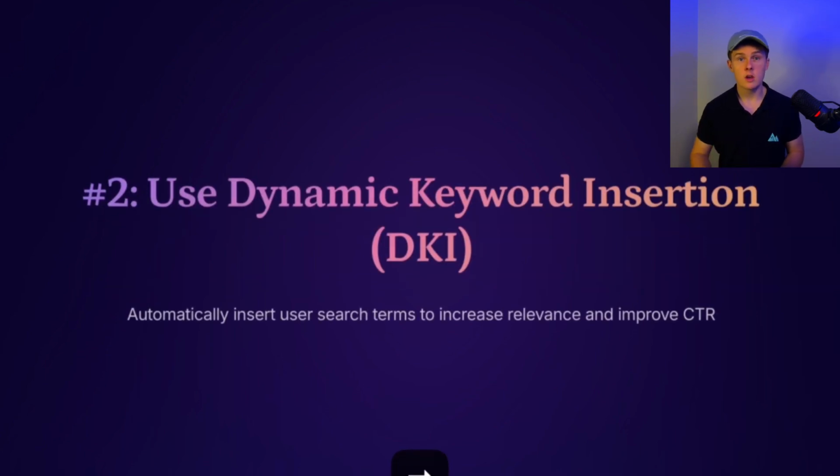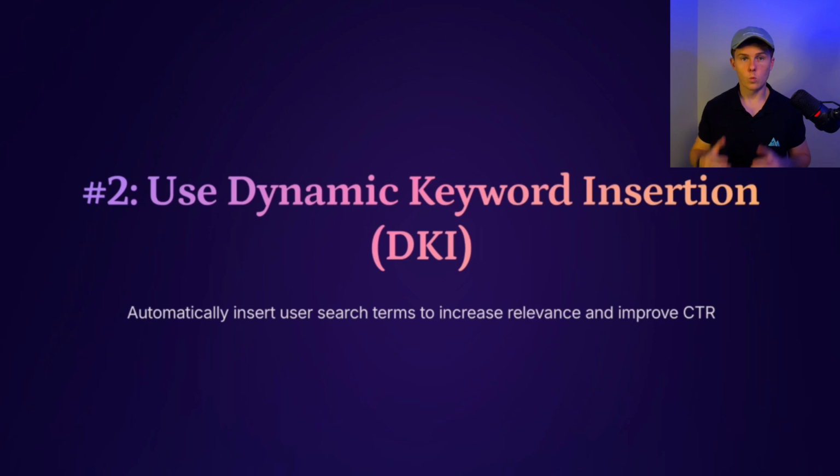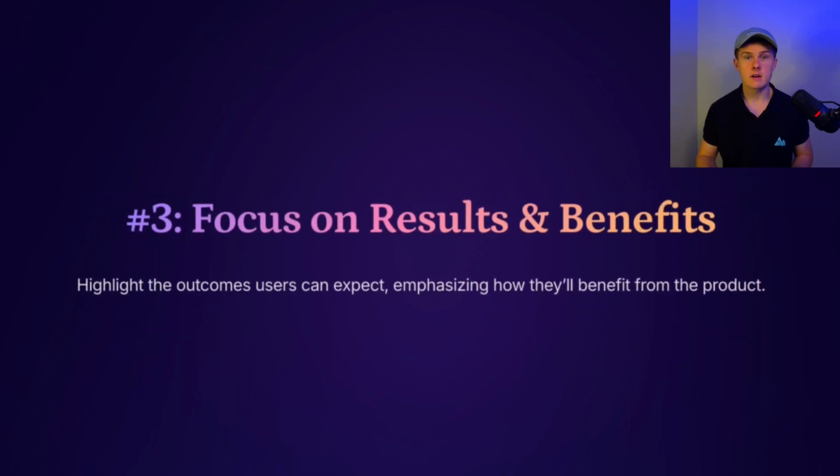Principle number 2, use dynamic keywords. When you use DKIs, the keyword that is triggered by the search query will appear in the ad. While it is more optimal to tailor your ad copy manually to the keywords that you're targeting, DKIs represent a reasonable add-on. Principle number 3, focus on potential benefits and results.